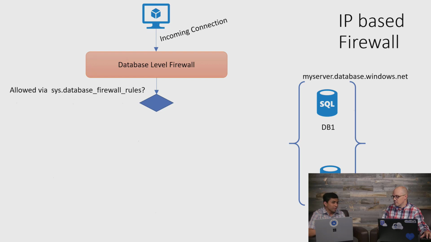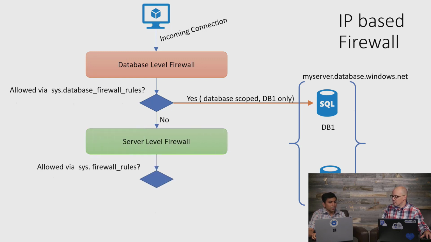This is stored in the master database in sys.database_firewall_rules. It's a DMV, and all it contains is a range of IP addresses that are allowed. So if you're in here, then by default you get database-scoped access to whichever database you want to connect to. If you are not in the database level firewall rules, then the next check happens at the server level, which is a slightly different DMV called sys.firewall_rules, and it's again in the master database. If you have access here, then of course you have access at the server level. So once you are connected, you can choose both DB1 and DB2 in the Management Studio dropdown.